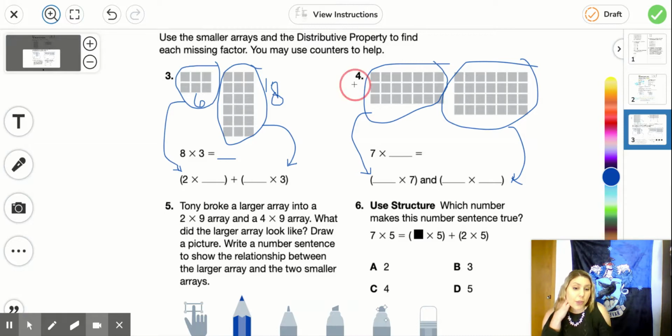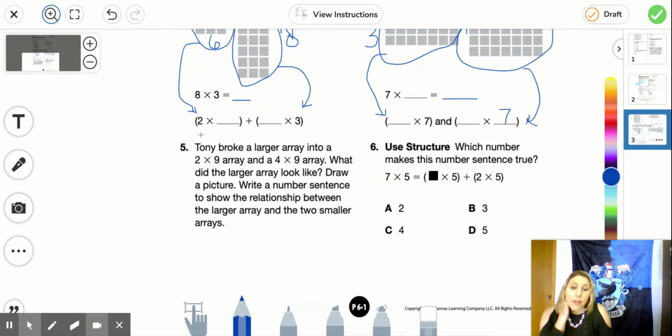So if I have 3 and 1, 2, 3, 4, 5, 6, 7, and 4 and 1, 2, 3, 4, 5, 6, 7, well, they each have 7 in each row, right? There's 7 in each row here. So I used this 7 and this 7 because they each have 7. Well, this one has 3 rows. This one has 4 rows. What is 3 and 4 together? If I were to stack this on top, how many rows would it be all together? And then you find your final answer.